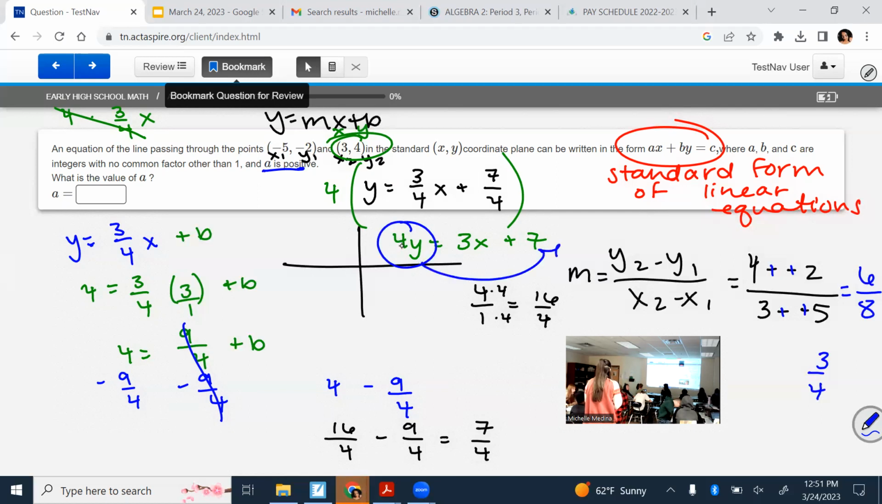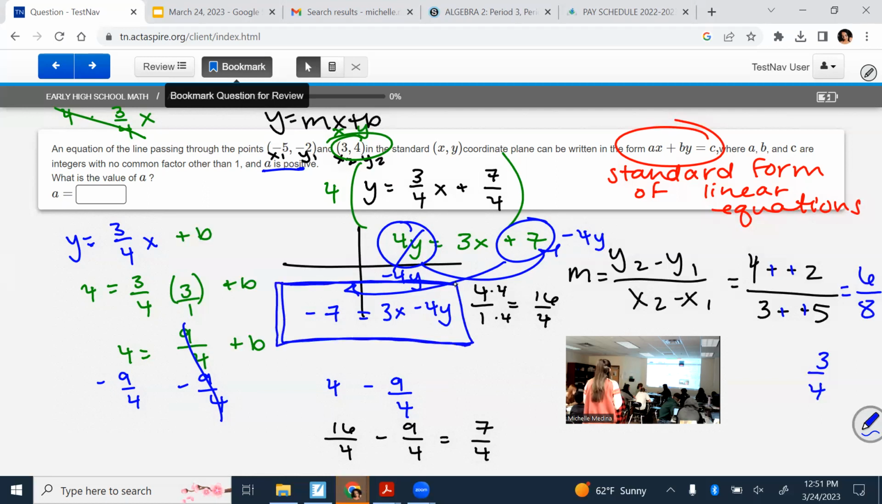So whenever you move stuff, think, what do I need to do to make it cancel? So I have 3x minus 4y, because that's what I would have to do to make it cancel. And then to make it standard form, you'd also have to move the constant on the other side, just so you know. So then you'd have to subtract 7 on each side. So this is what it is in standard form.